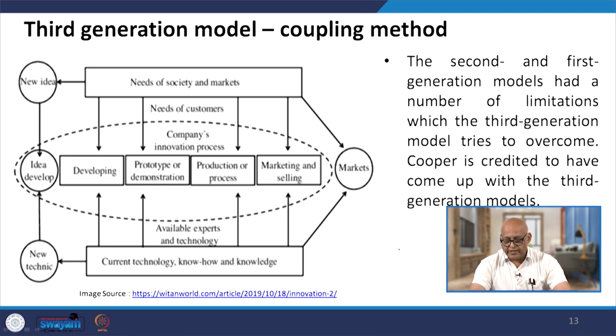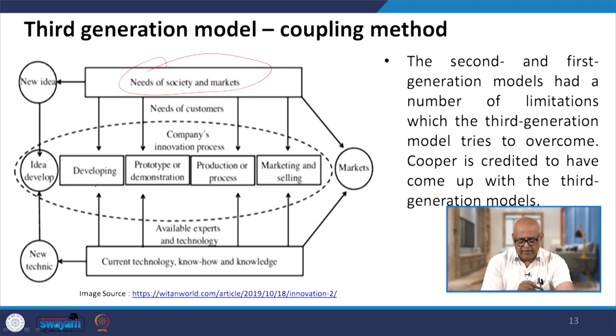Cooper is credited with having come up with the third generation model, which I would like to explain. Here it is a new idea. So new idea generation comes from where? From the needs of society and markets. Whenever there is a need in society and markets, a new idea is generated. Now this new idea, the product idea coming from the demand of customers, you are supposed to develop, so developing a prototype.